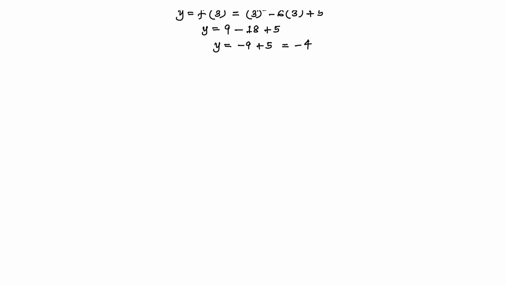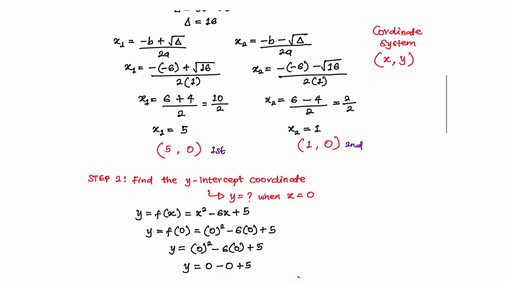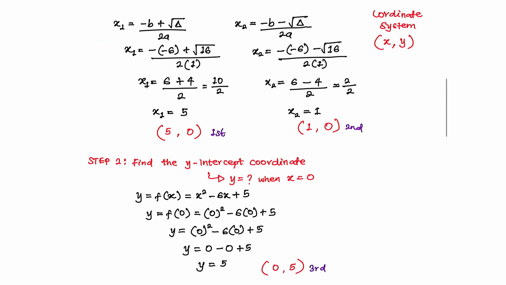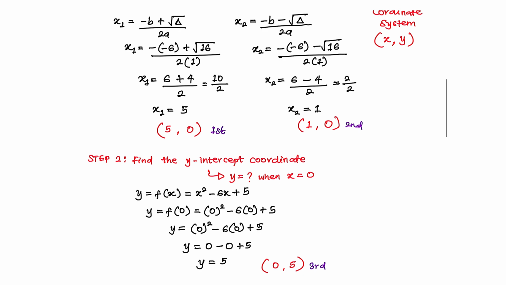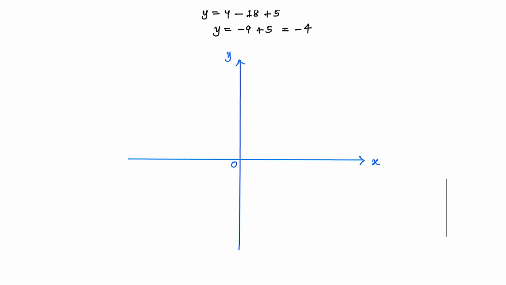Take your ruler and draw your y-axis, and also draw your x-axis, and label appropriately. This is y and this is x, and in the middle here is the origin, 0, 0. What was our first coordinate point? Our first point is 5, 0. So we need to show 5, 0 on this graph.